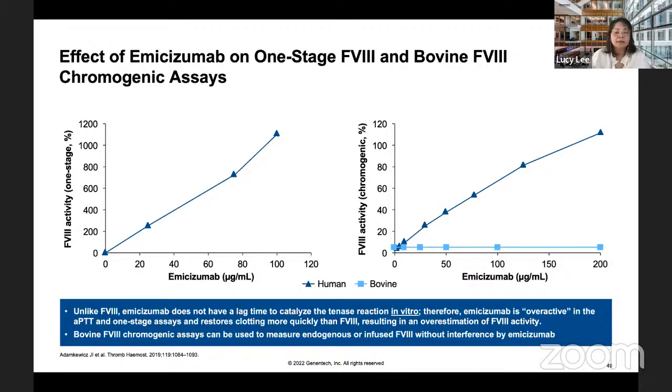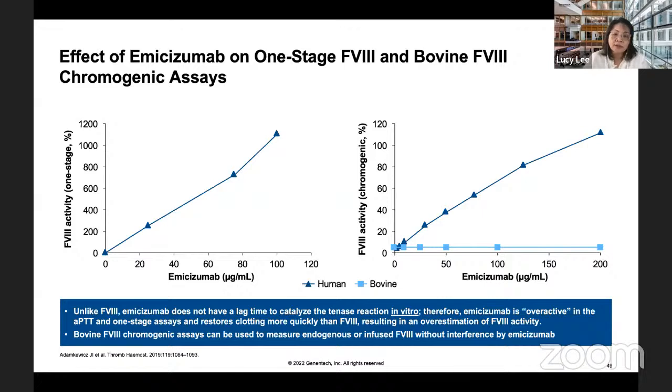Spending a bit of time now talking about the effect of emicizumab on factor VIII assays. On the left, you see the impact of emicizumab on the one-stage factor assay, and it demonstrates a concentration-dependent increase. And this is a direct result of the APTT shortening that we talked about earlier. The one-stage assay uses all of the APTT reagents, and so would be affected. In the therapeutic concentration ranges of emicizumab of 25 to 80, what this translates into is a factor VIII activity that is in excess of 150%.